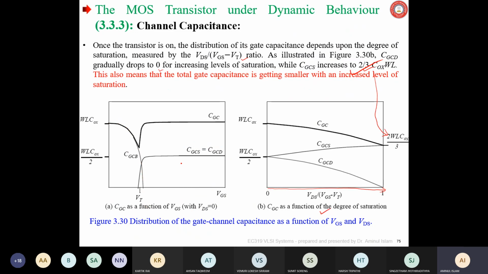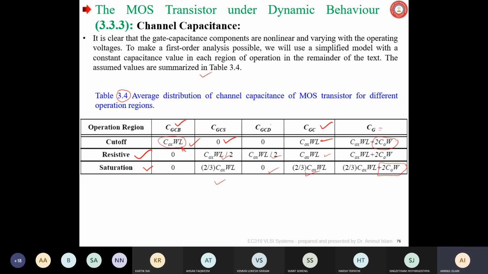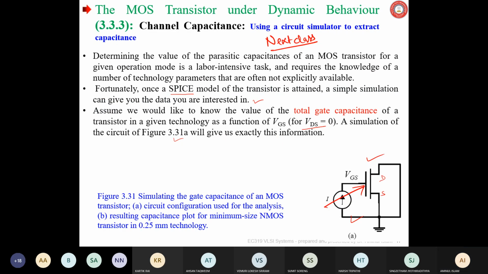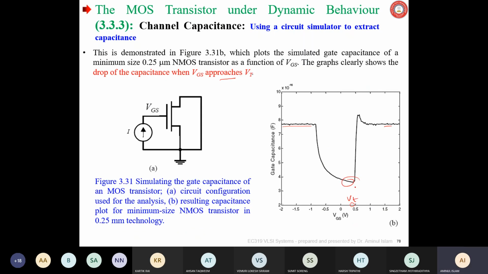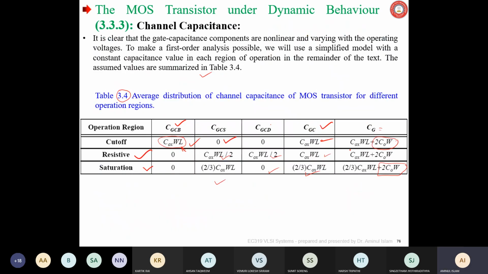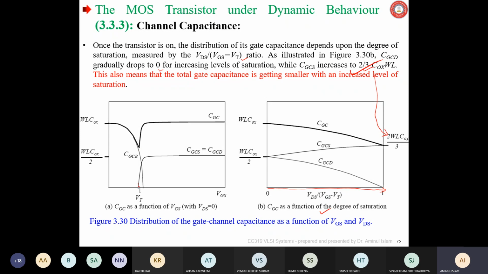Same plot or similar plot, not exactly the same. So you can find out the total gate capacitance, and the plot you obtain is this one. As we have seen earlier also, at threshold voltage the gate capacitance is minimum, and again it will increase. If you look at this one, it is minimum here.